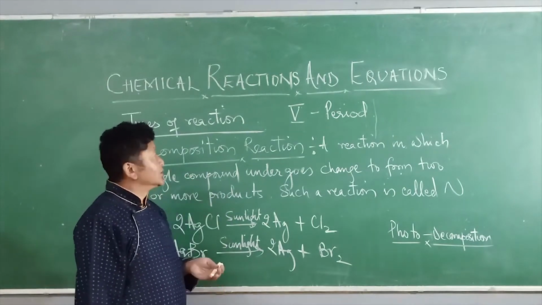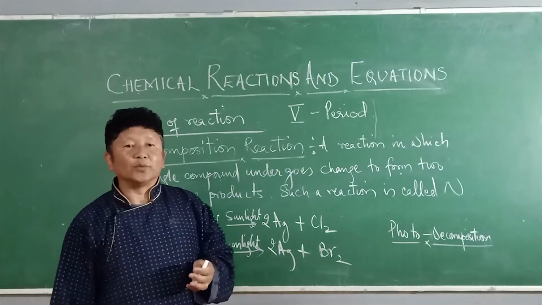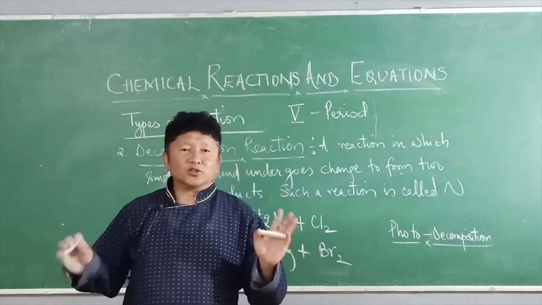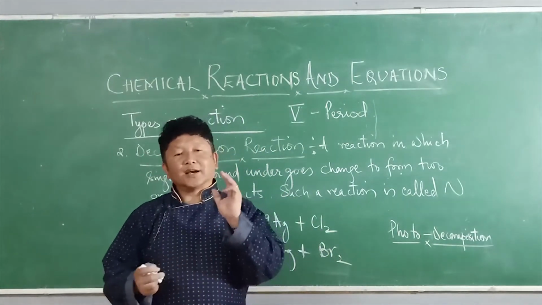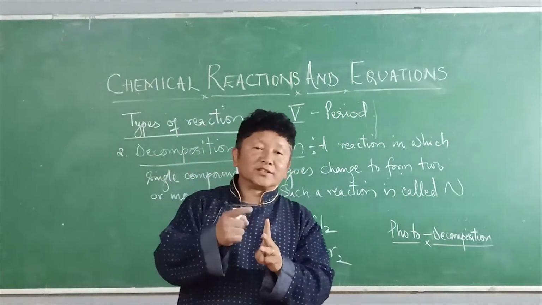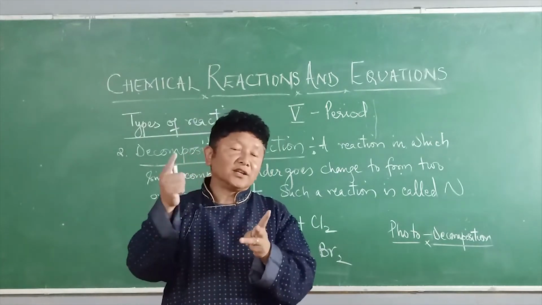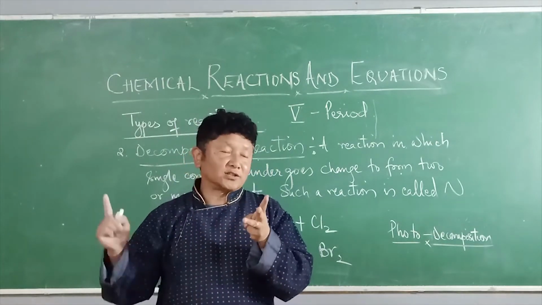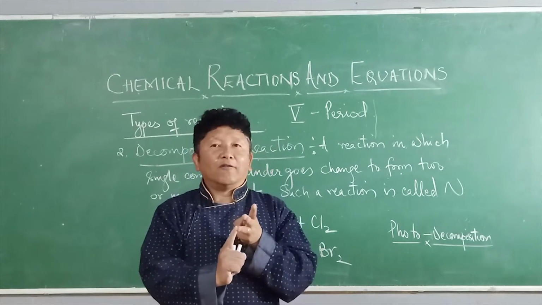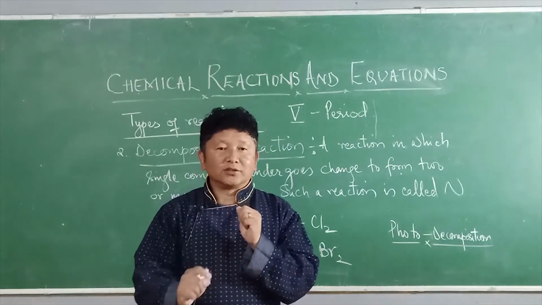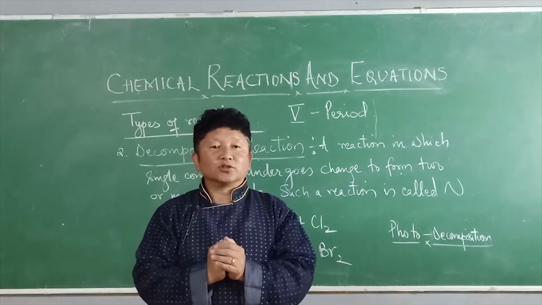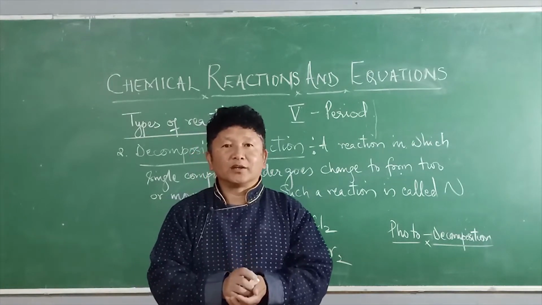Is that clear? So, in this 5th period, what we have learned is decomposition reaction. There are 3 types of decomposition reaction. One is thermal decomposition reaction, another is electrodecomposition reaction, and the last one is photodecomposition reaction. Okay, thank you.